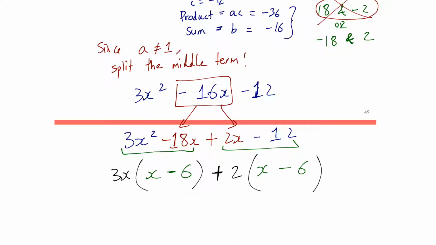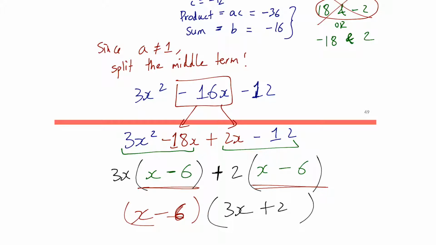And then what's common here would be this and this. So if you pull that out, you get x minus 6 as one bracket, and what's left inside would be the 3x plus 2. And that would be the factored form in this example.